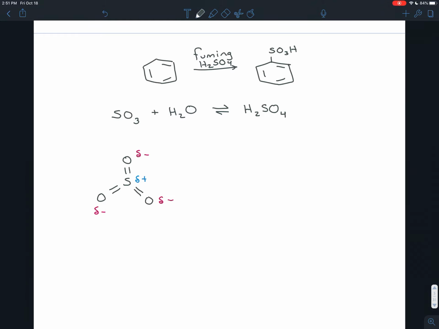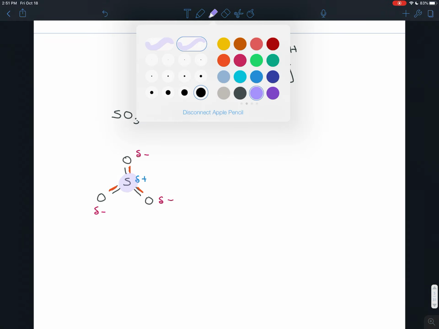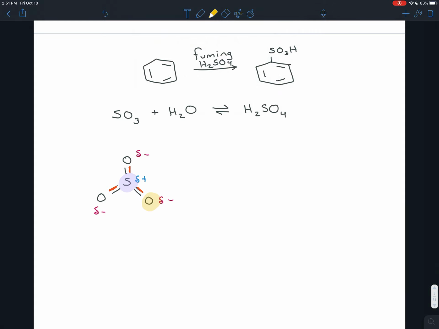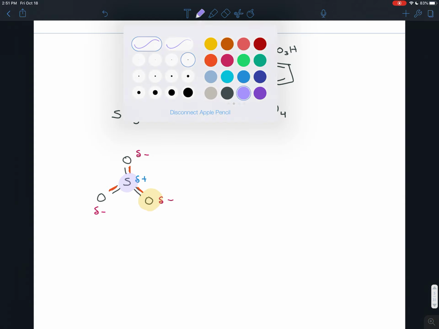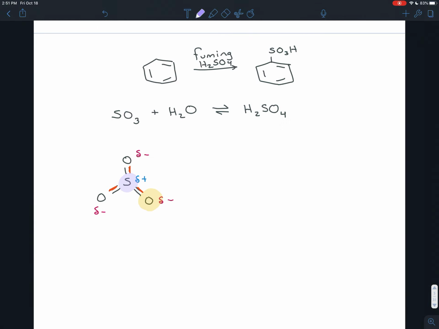The p orbitals that are creating these pi bonds. There's a pi bond. Remember, a pi bond, that's every bond after the first bond you form. There's a pi bond to each of those oxygens. Let's zoom in on just one. I'm going to draw the p orbital for sulfur in purple, and the p orbital for oxygen in yellow. So these are the p orbitals going to create that orange pi bond.